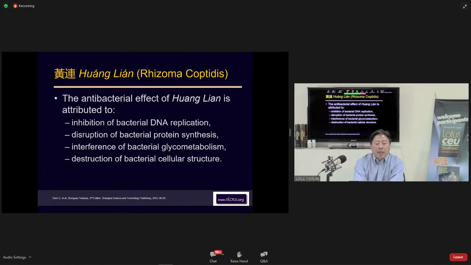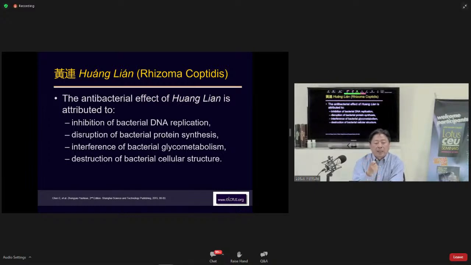Okay, and if we dive into the pharmacology even more, okay, so how does Huanglian actually have antibacterial effect? Is it bactericidal or is it bacteriostatic? So the specific pharmacology of Huanglian is that number one, it inhibits the bacterial DNA replication. So the bacteria's DNA cannot replicate, that means bacteria can no longer grow. So this is more of a bacteriostatic effect.